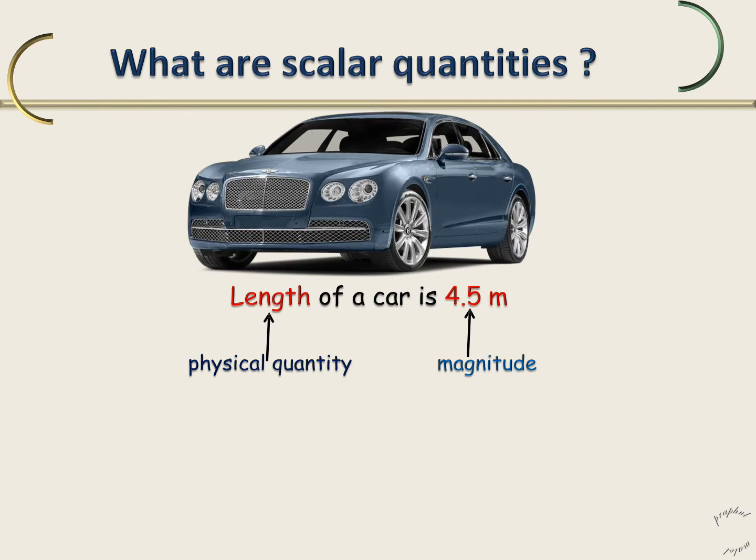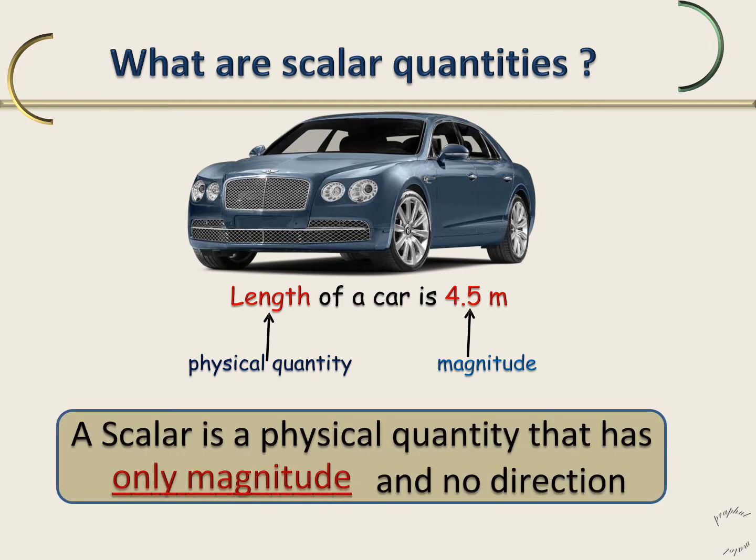So what is a scalar quantity? What you see is an example of a scalar quantity. A scalar quantity is a physical quantity that has only magnitude and no direction. Magnitude means a value. It will not have any direction. We will just say the length of the car is this much. We won't say towards the right or towards the left. So such quantities which are completely described just using a value are called scalar quantities.